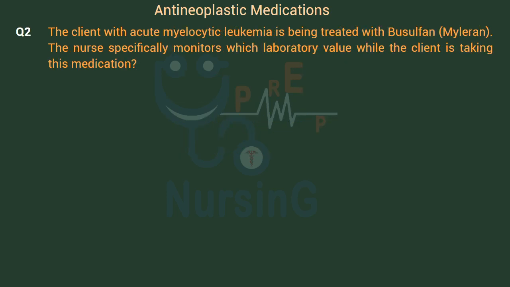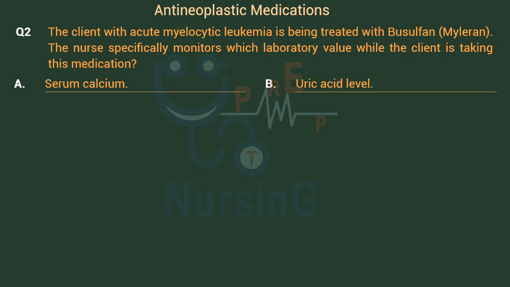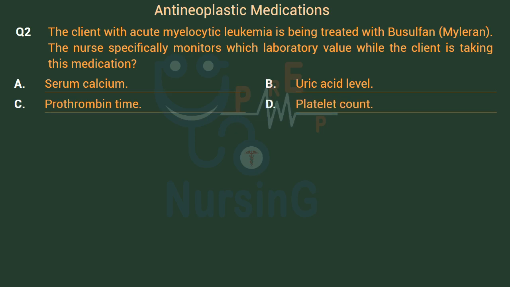The client with acute myelocytic leukemia is being treated with Busulfan, Myleran. The nurse specifically monitors which laboratory value while the client is taking this medication? Option A. Serum calcium. Option B. Uric acid level. Option C. Prothrombin time. Option D. Platelet count. Right answer is option B. Uric acid level.